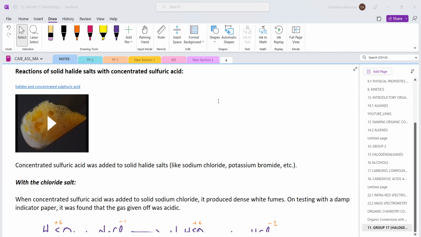It could be any halide salt, preferably something from group 1 or group 2, because those are highly soluble. The ions can separate out easily, so that makes it easier.